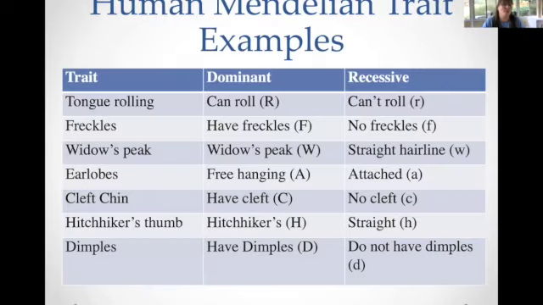This is always the fun part at the end of this. We normally do this in class. I leave it up to you. These are some Mendelian trait examples for people. Tongue rolling, where you go, that is tongue rolling. It is a dominant trait if you can roll your tongue.